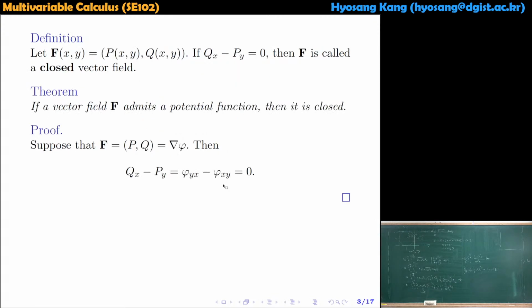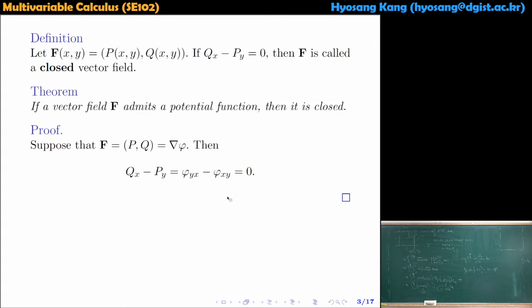So here's another definition and theorem. Suppose that we have a vector field f whose coordinate functions are p and q. This is a two-dimensional vector field. If q_x minus p_y equals 0, then we say it's a closed vector field. In other words, if the rotation of the vector field f is 0, then we say it's closed. Okay?